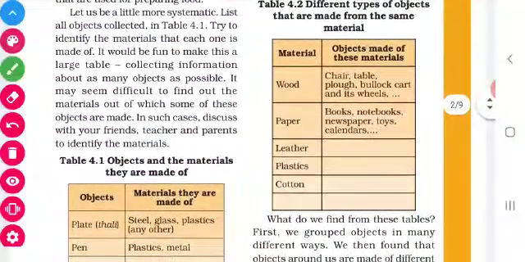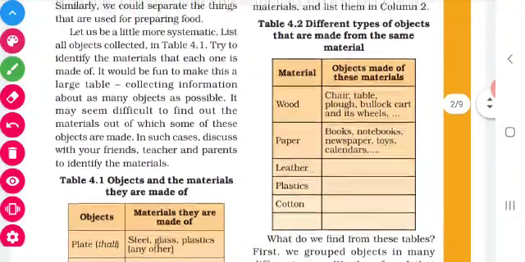Children, now come to Activity 4.2. See, in 4.2, different types of objects that are made from the same material. For example, wood. Chair is made from wood, table is made from wood, plough, bullock cart, they are made from wood, isn't it?